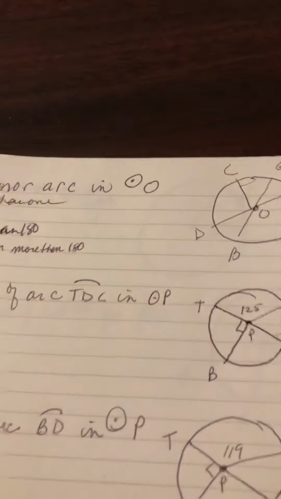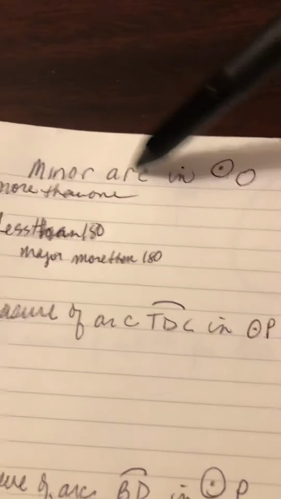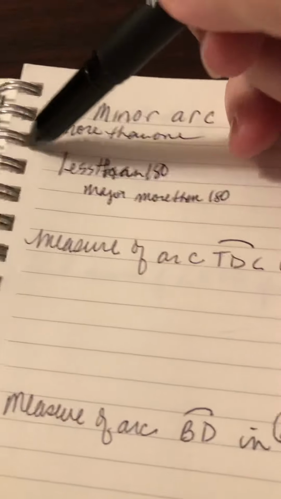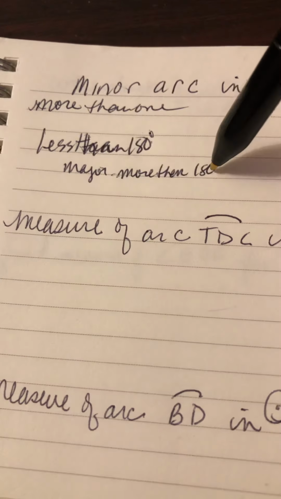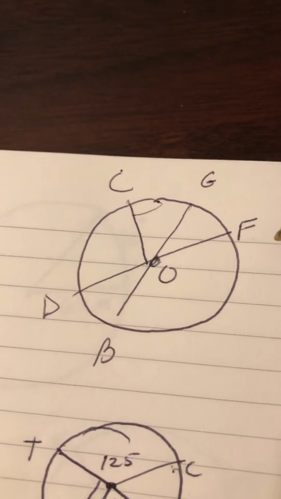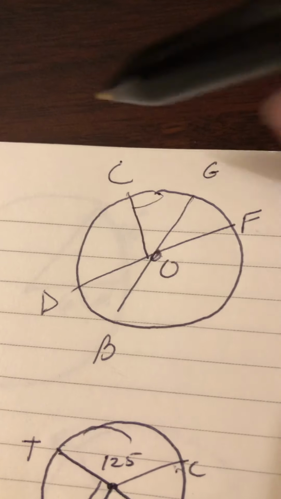Okay, one of your questions asked what were the minor arcs on a circle? And the key is that minor arcs are less than 180 degrees. Major arcs are more than 180 degrees. So if you look at your circle, anything that's less than 180 degrees, you can count as a minor arc.